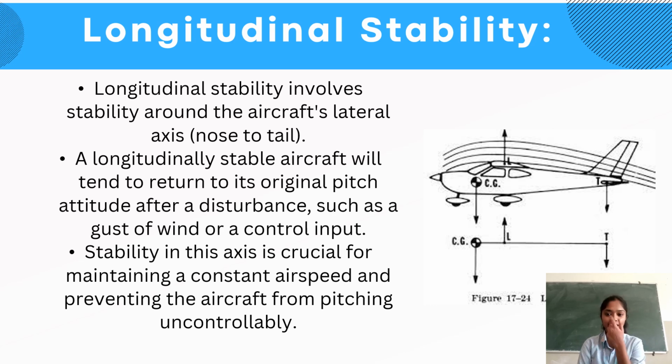Now we'll be seeing the three types of stability, and the first one is longitudinal stability. So longitudinal stability involves stability around the aircraft's lateral axis. The longitudinally stable aircraft will tend to return to its original pitch attitude after a disturbance, such as a gust of wind or a control input. Stability in its axis is crucial for maintaining a constant airspeed and preventing the aircraft from pitching uncontrollably.